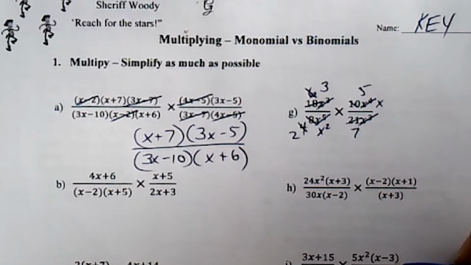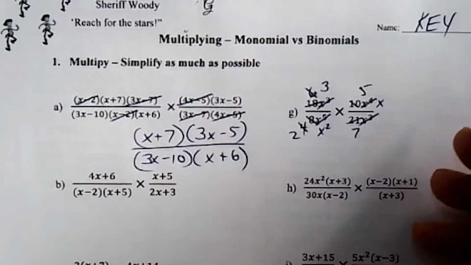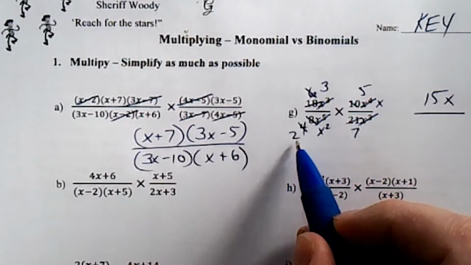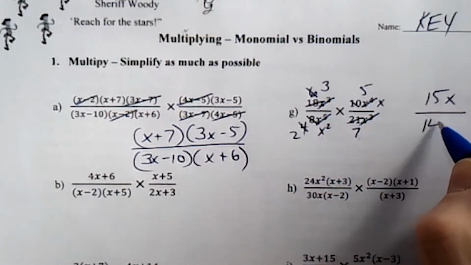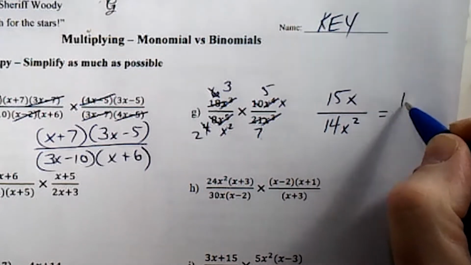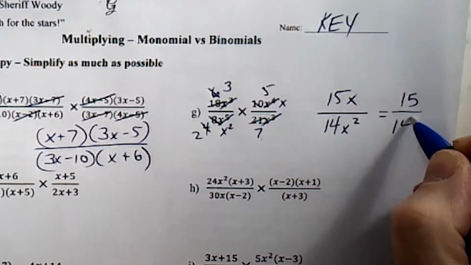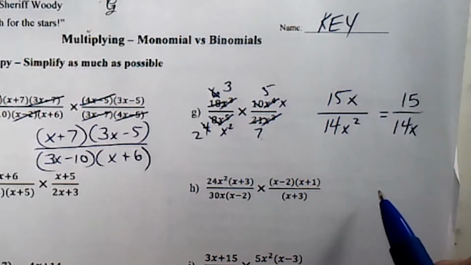So it doesn't matter if they're matching, we just have to find something common to both. If I look at the top now, I've got 3 times 5x. And on the bottom, I've got 2x squared 7. 2 times 7 is 14. And I can see that I can cancel more. Take an x from the top, an x from the bottom. Nothing goes into 14 and 15, so I'm done.